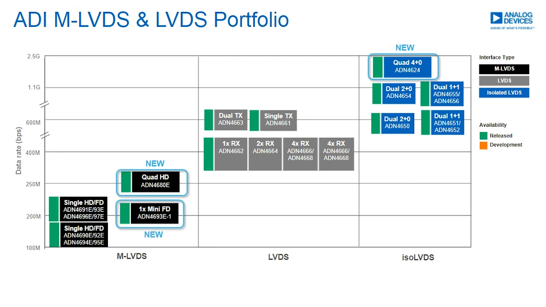Analog Devices also has a family of LVDS transmitters and receivers, which are shown here in the center column of the slide. Most recently, a family of isolated LVDS transceivers has been brought to market, which support 600 megabits per second, 1.1 gigabits per second, and 2.5 gigabits per second. These isolated transceivers are available in 2- and 4-channel options with a variety of channel configurations.